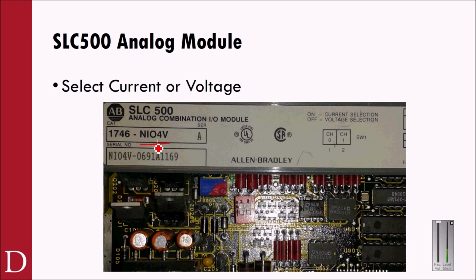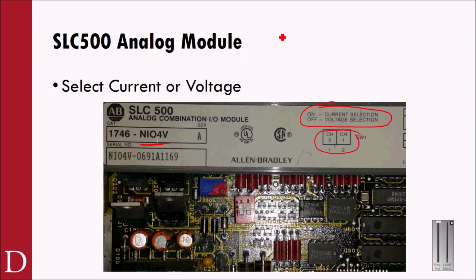All right, so the SLC 500 analog module, this is the one that we're going to be using in the lab. It's a 1746 NIO4V. So this will have both analog inputs and analog outputs. So we've got a couple different options. One of the things I want to note as we look at the module here, you guys can look up the specs as part of your pre-job and so forth, but we're probably not going to pull the module out. So I want to show you this thing on the side of the module here. You'll see this current selection or voltage selection.